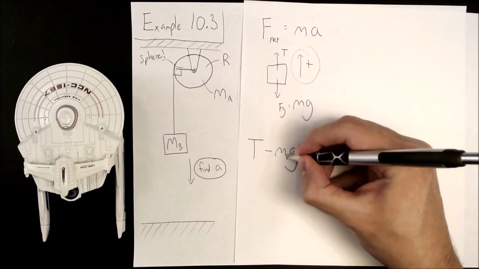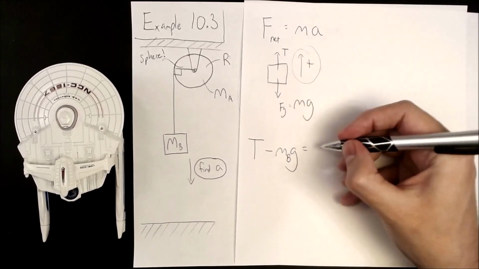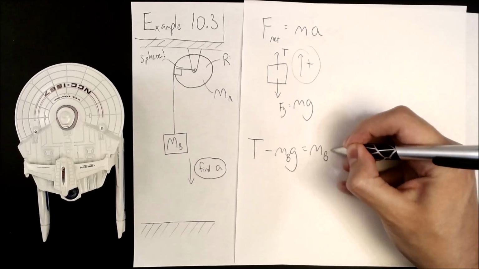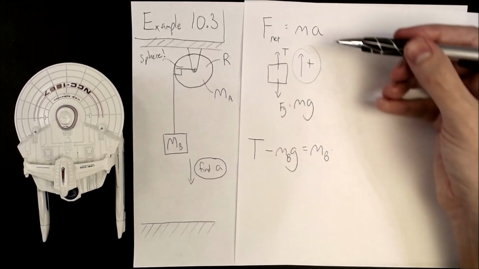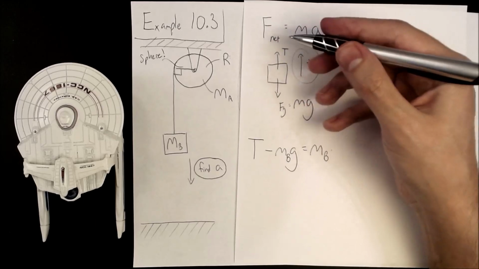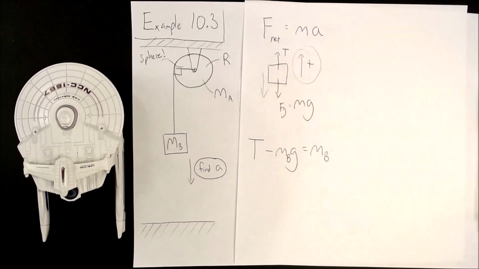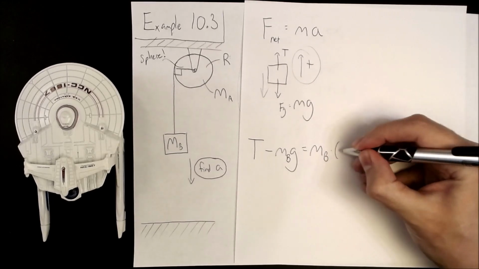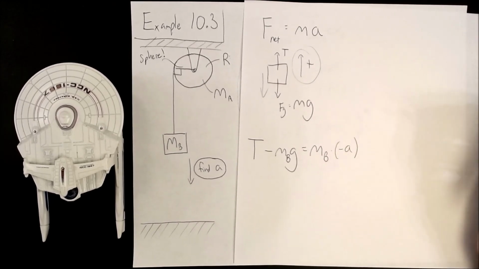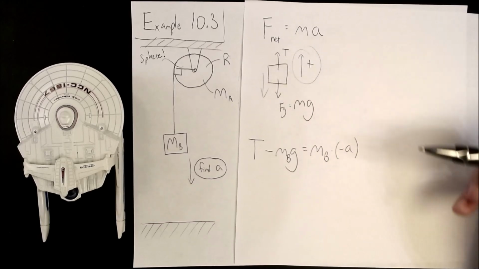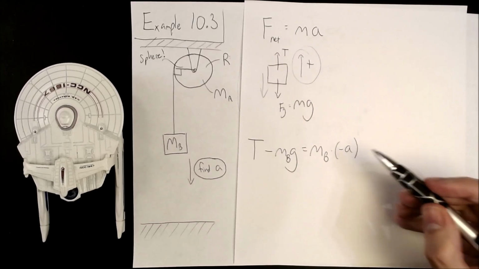And this is going to be the mass of B, and this is equal to ma, so that's the mass of B times the acceleration, but the acceleration is down. This block is going to be going down, and so I need to have a negative acceleration there. I've defined up to be positive. I know that we're going to have a downward acceleration, so I have to replace that with negative a.